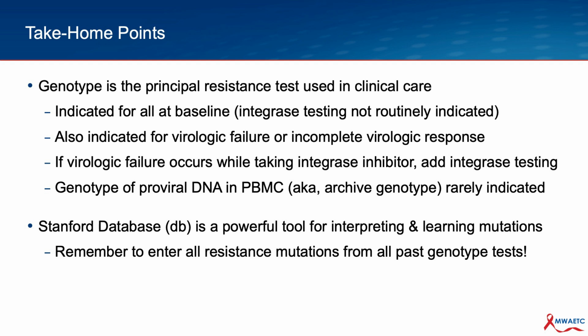We mentioned the importance of adding integrase resistance testing and also described proviral DNA genotypes in PBMCs, also called archived genotypes, which can in rare instances be useful for switching or simplifying salvage therapy, but do have limitations. And then hopefully this helped you get a sense of the Stanford database if you haven't used it. And again, if you haven't, I would encourage you to.